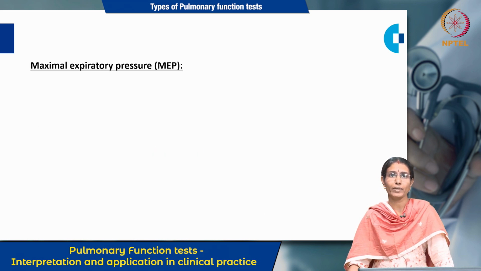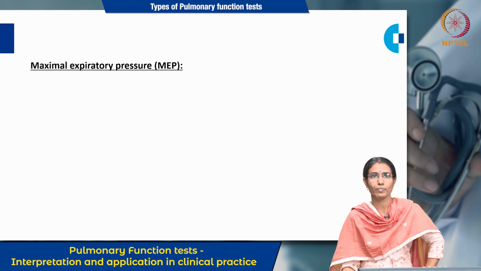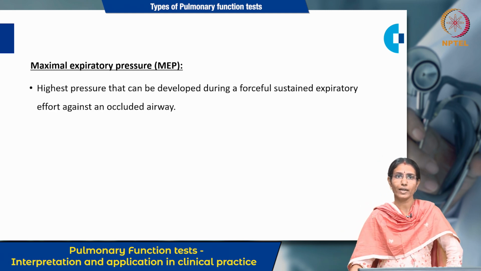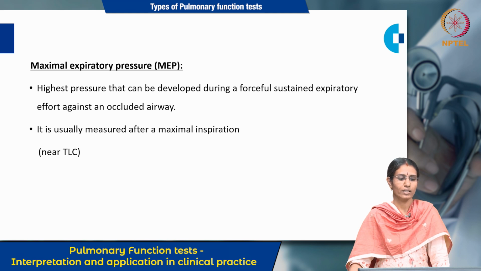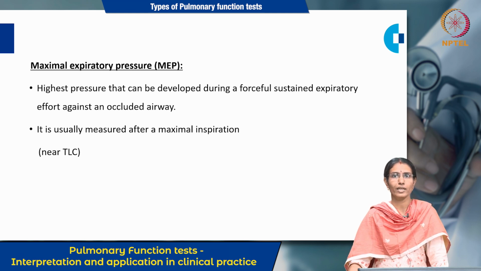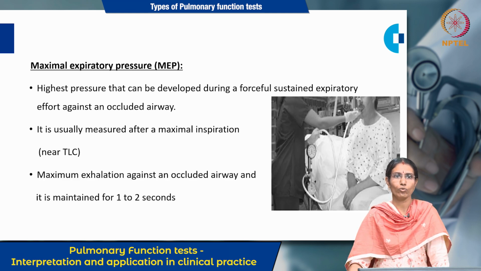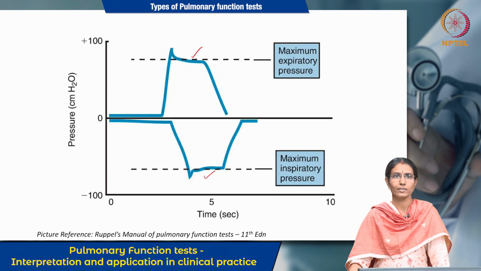And what about expiratory pressures? Maximal expiratory pressure refers to the highest pressure that can be developed during a forceful sustained expiratory effort. How is this done? This is done after a maximum inspiration. The airway is occluded and then the subject is asked to do a maximal exhalation and maintain it for 1 to 2 seconds.